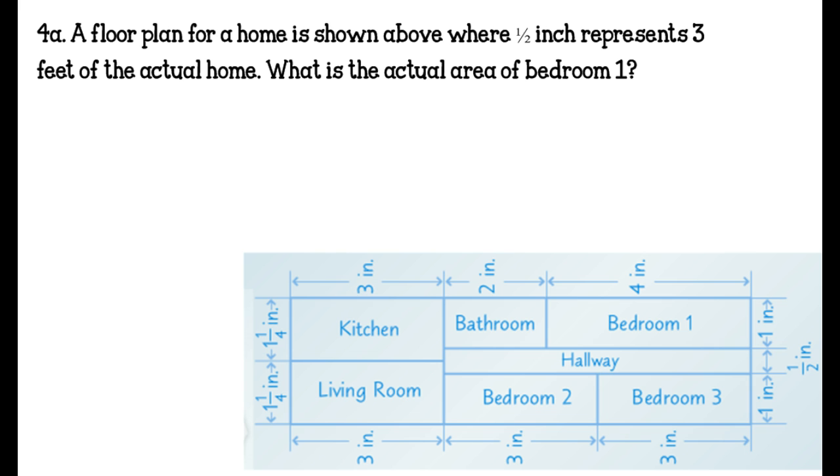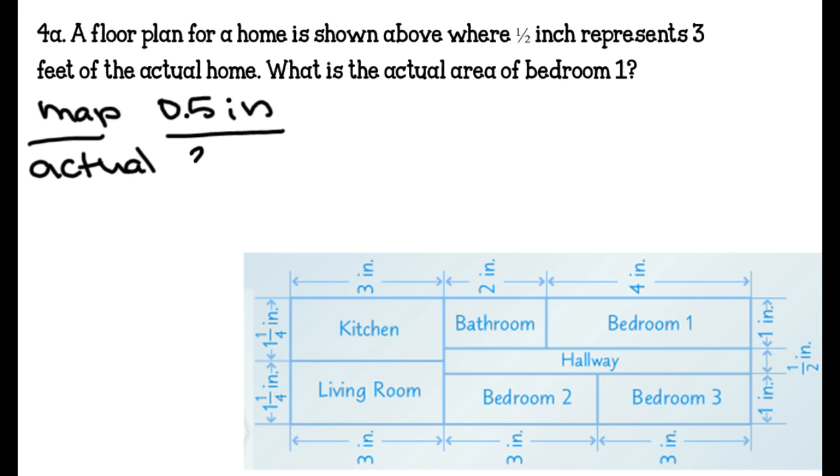4A, a floor plan for a home is shown above, where every 1/2 inch represents 3 feet of the actual home. What is the actual area of bedroom 1? So on the map, we have a 1/2 inch equals 3 feet in the real home. And on bedroom 1, our length is 4 inches. And we're trying to find how many feet is that? How many feet is the real length?